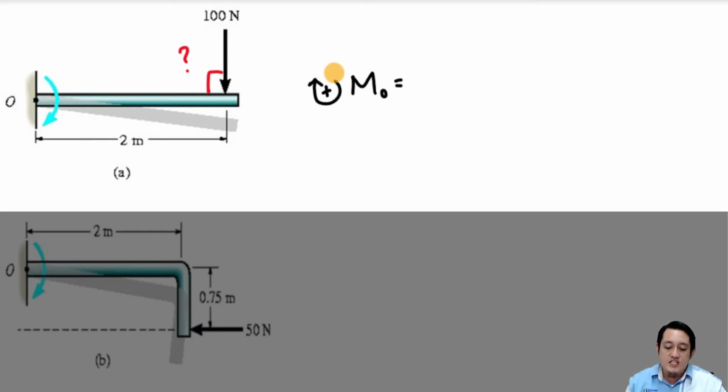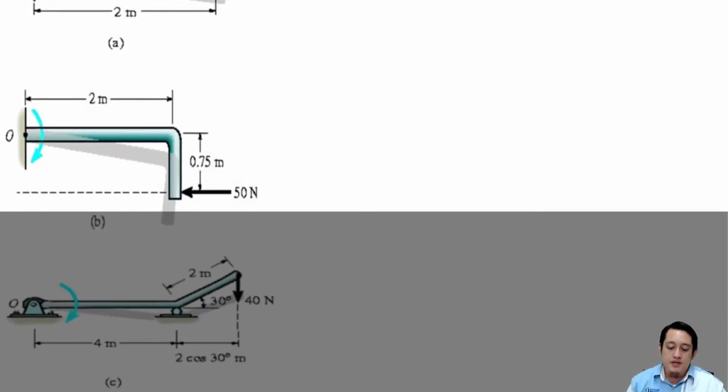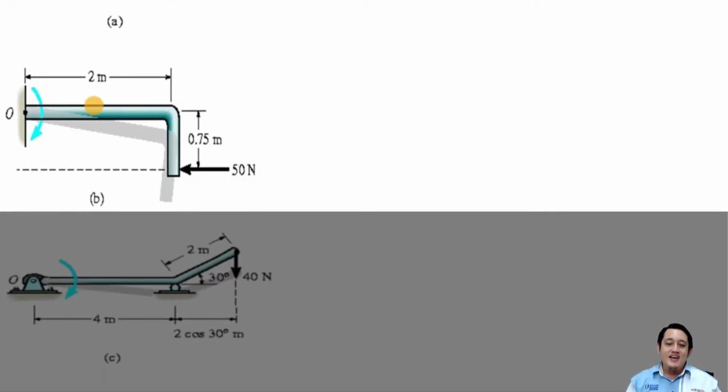So therefore, because we assume clockwise rotation to be positive, we will have positive 100 Newton times the distance, which is 2 meter. The distance that is perpendicular to the force, 2 meter. Therefore this one here is equal to 200 Newton meter. That's it. Okay, as simple as that. Okay, let's proceed to figure B here. This one here is tricky.